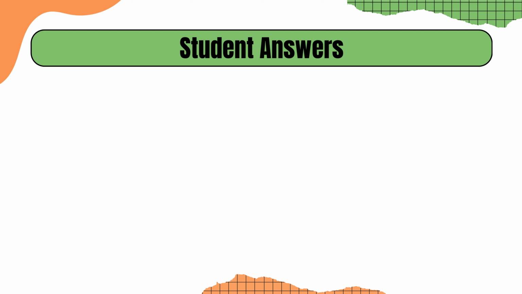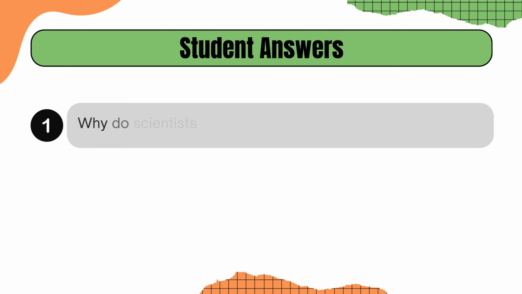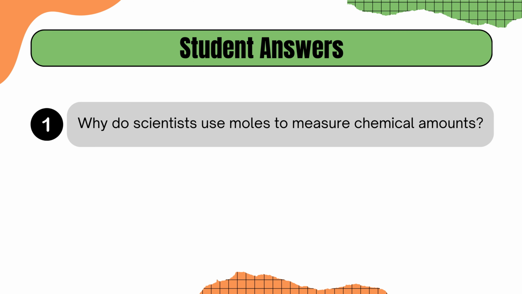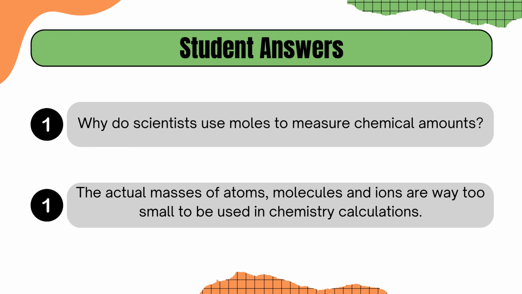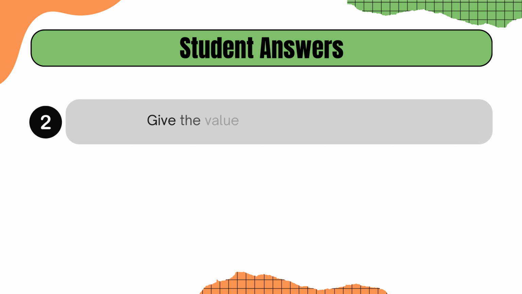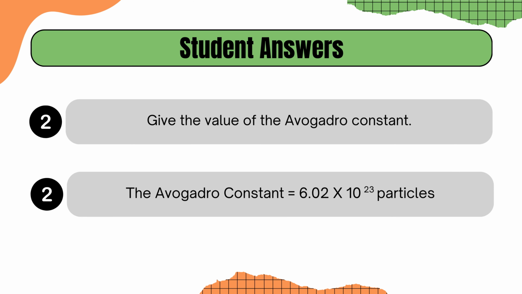Now I tell you the answers to these questions. The first one was: why do scientists use moles to measure chemical amounts? The answer is the actual masses of atoms, molecules and ions are way too small to be used in chemistry calculations. The second question was: give the value of the Avogadro constant, and the value is 6.02 multiplied by 10 raised to power 23 particles.